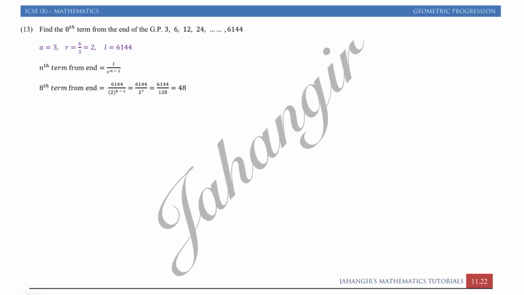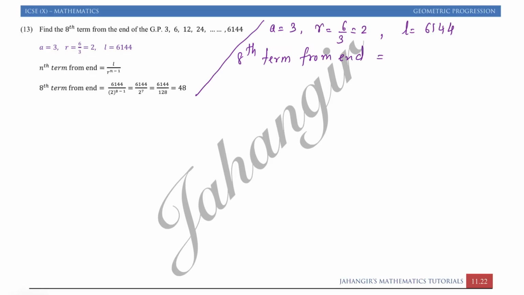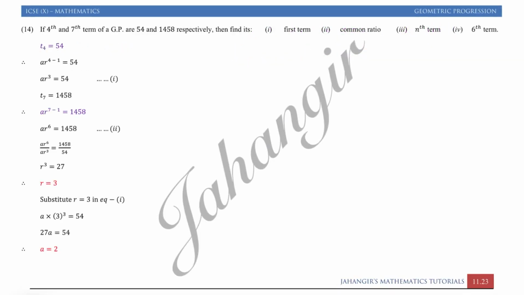Question 13 is again the same. Find the 8th term from the end. So here easily we can write A is equal to 3. R is equal to 6 by 3, that is 2. Last term is 6144. So simply I am not writing the formula, just writing the nth term. We have to find the 8th term from the end, that is L, 6144, upon R.